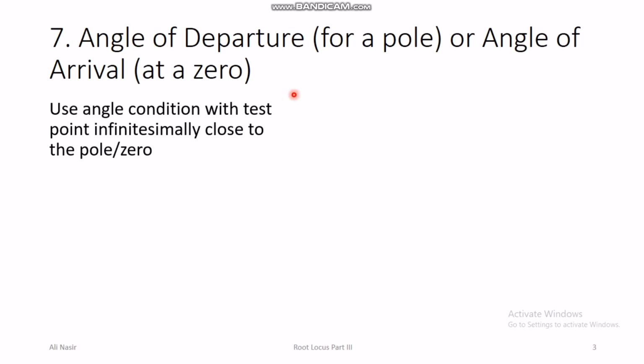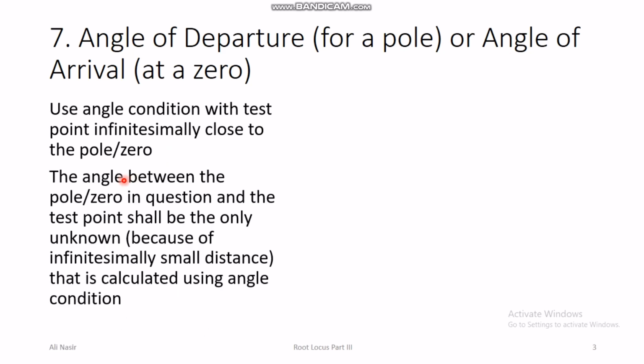So we use the angle condition with the test point infinitesimally close. So what we do is, if we have to calculate the angle of departure of a pole, we put a test point S1 very close to that pole, and if we have to calculate the angle of arrival at a zero, we put a test point very close to that zero, infinitesimally close. So infinitesimally close means that the distance between that zero or pole and the test point is so small that it has almost no magnitude.